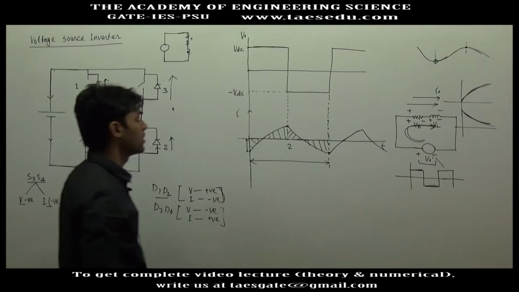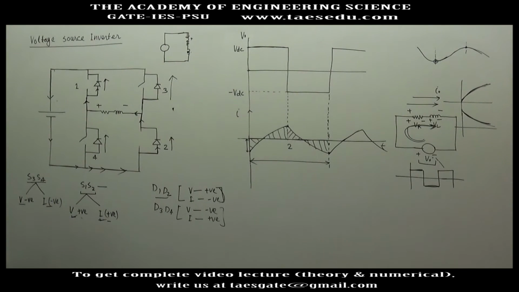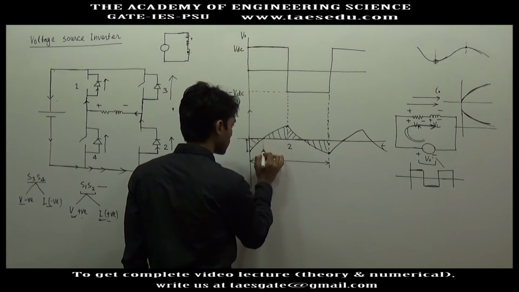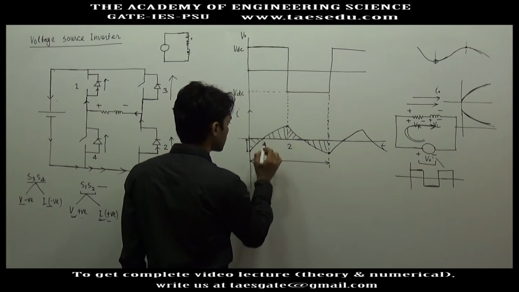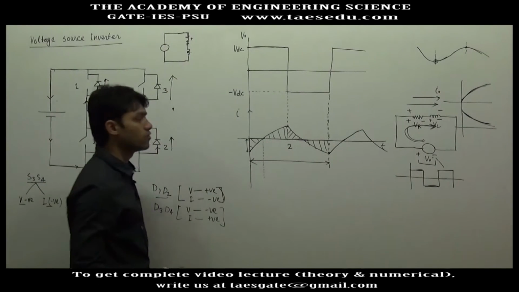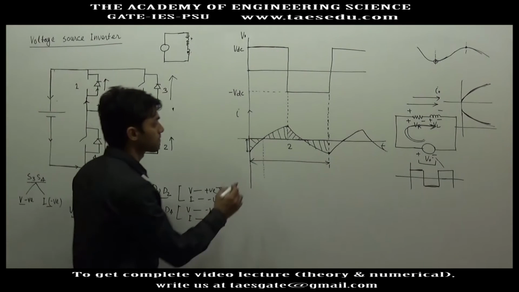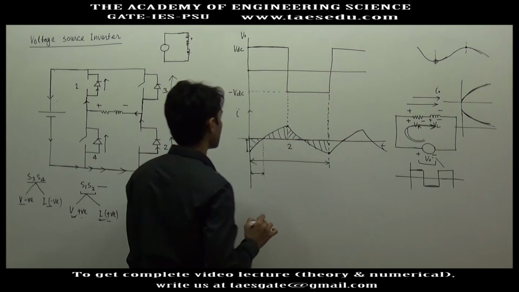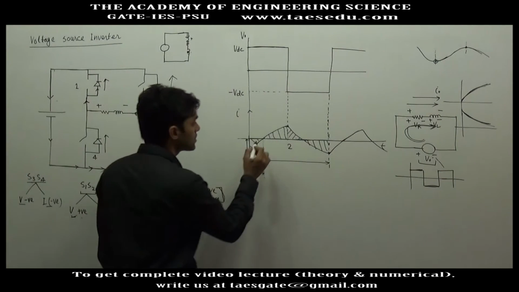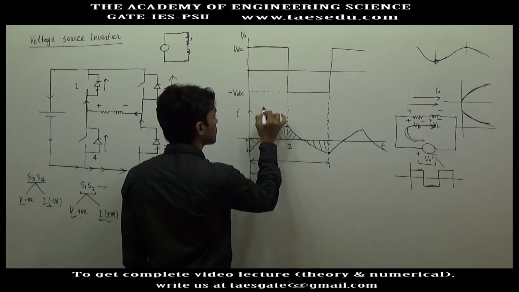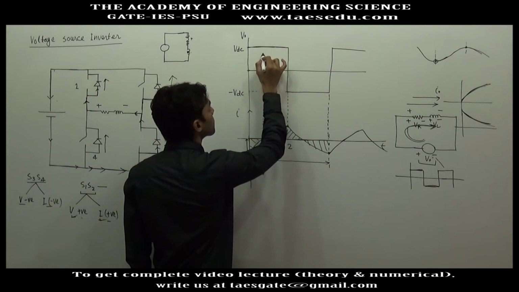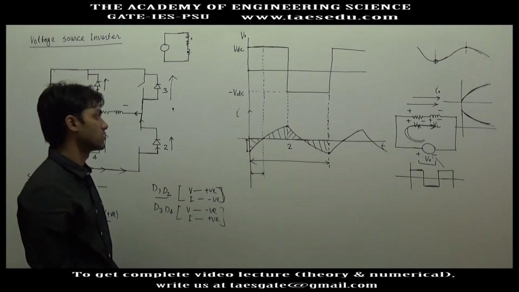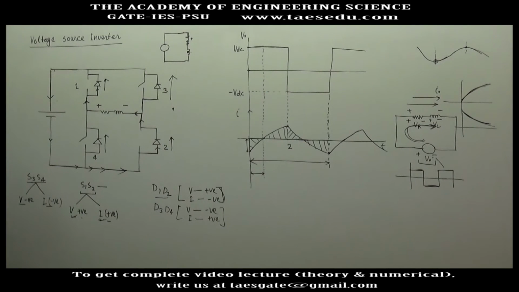Now once you have the waveform of output voltage and output current, you can figure out in what interval which switches will be conducting. Suppose I am talking about this interval. First of all, decide whether the sign of voltage and current are same or not. Okay, the sign of voltage is positive and sign of current is negative. So voltage and current are of opposite sign.